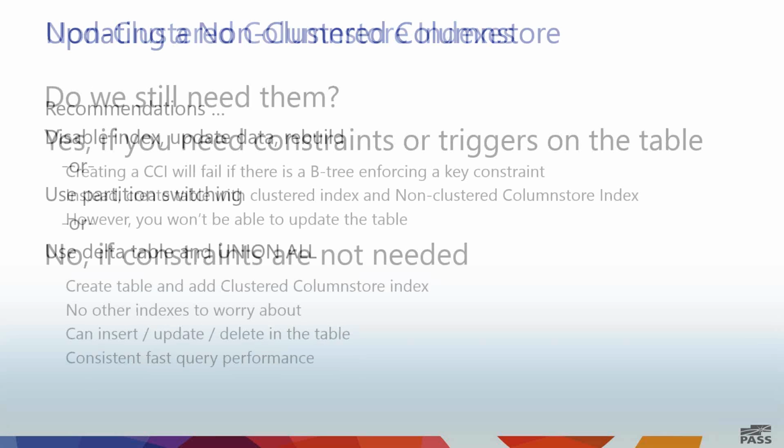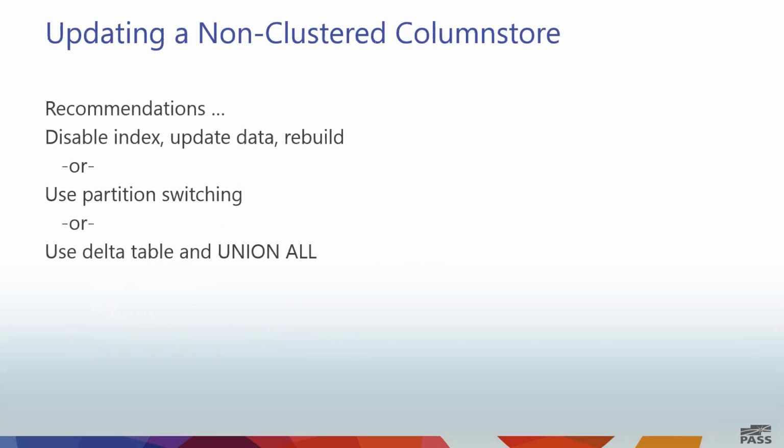If you need to update a nonclustered columnstore, that is the nonclustered columnstore from SQL 2012, that's still available in 2014. Some recommendations are you can disable your index, update the data, and then rebuild, or you can use partition switching to switch things out, disable the index, update it, and then switch it back in. Or you can use a delta table and union off.